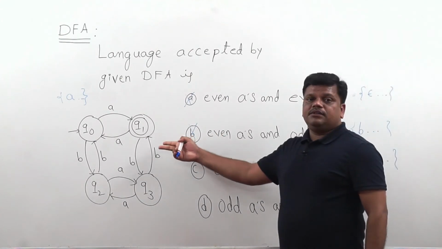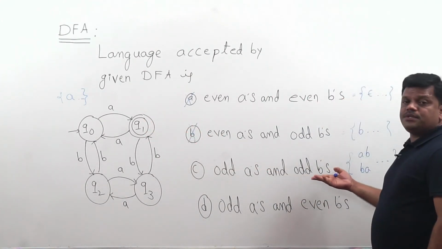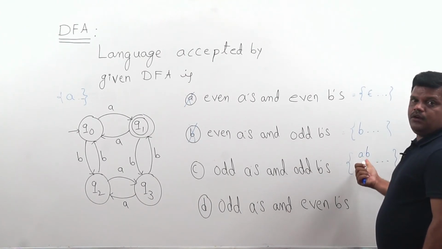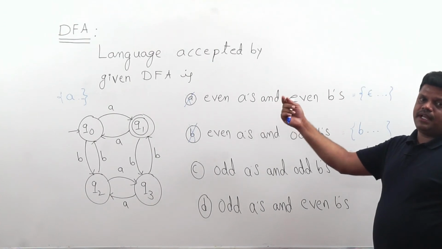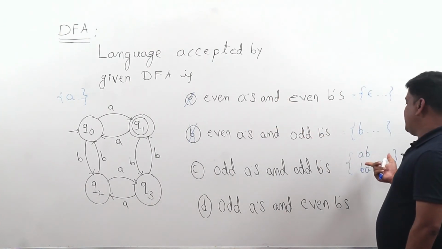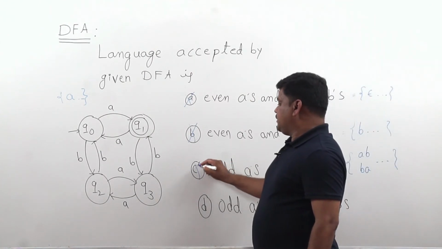Minimum string accepted by this automata is A. Minimum string generated from this option C is either AB or BA. Both are different. Here minimum string accepted is A. Here minimum string generated is this one. So both are not same. Hence, C is also not the answer.